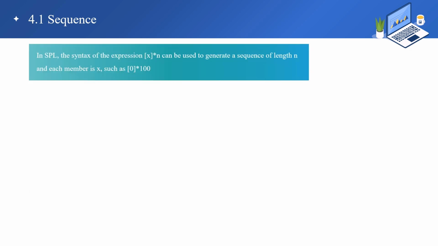The above-mentioned method of generating a sequence needs to write out the members one by one. In fact, it is the same when generating sequence with cell range. If we want to generate a sequence with hundreds or thousands of members, this method is obviously out of the question. In SPL, the syntax of the expression x times n can be used to generate a sequence of length n, and each member is x. For example, 0 times 100 will return a sequence with 100 zeros as members, so we can create a sequence of any length. The sequence created by this method will have an initial value for all members.